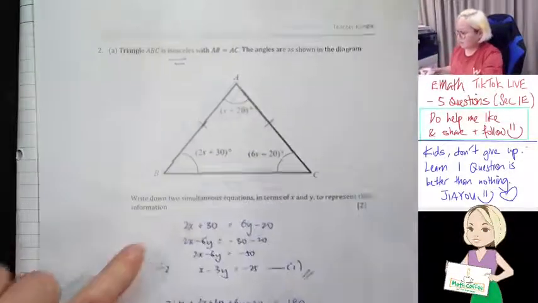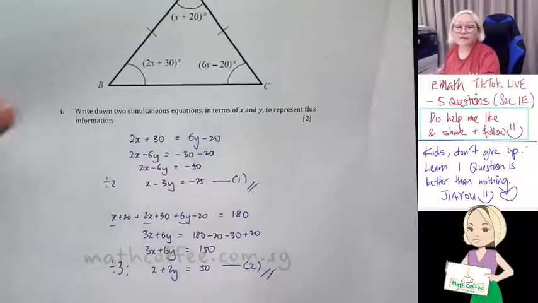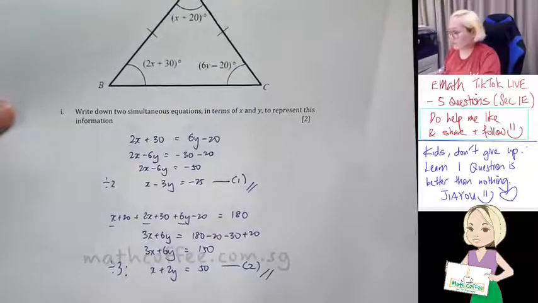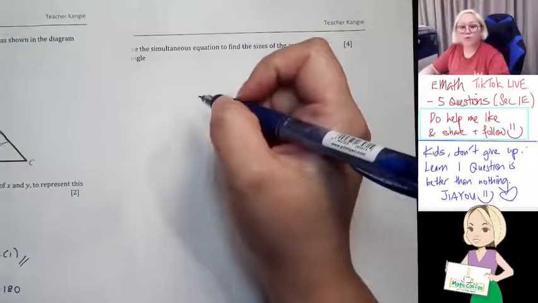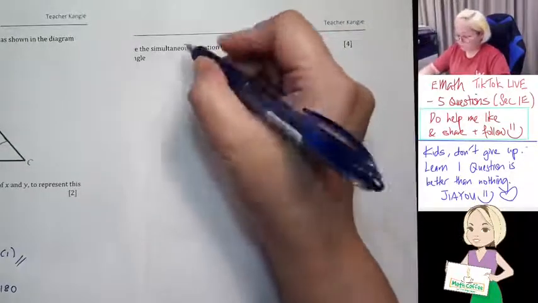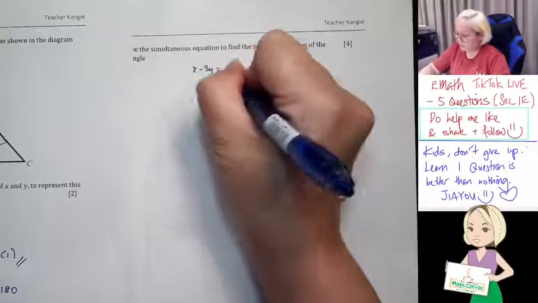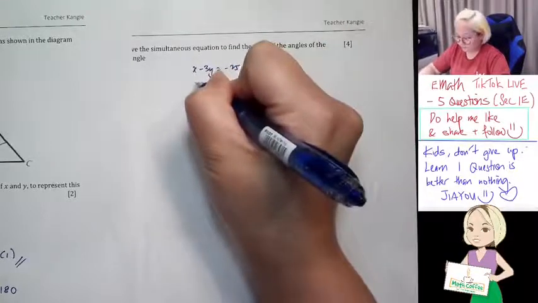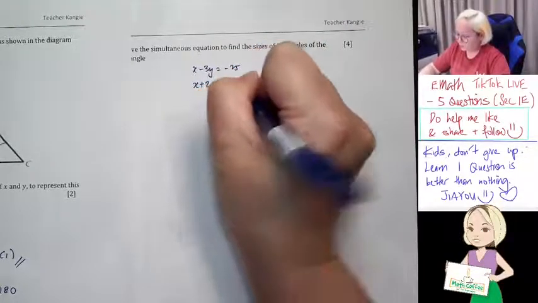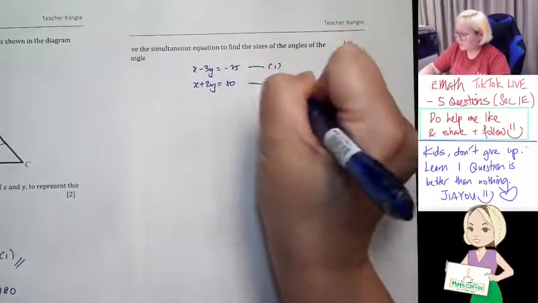Okay, so the next part of the question will definitely ask us to solve the simultaneous equations. So what I'm going to do is, I always write out the two equations. x minus 3y equals to minus 25. x plus 2y equals to 50. This is equation 1. This is equation 2.